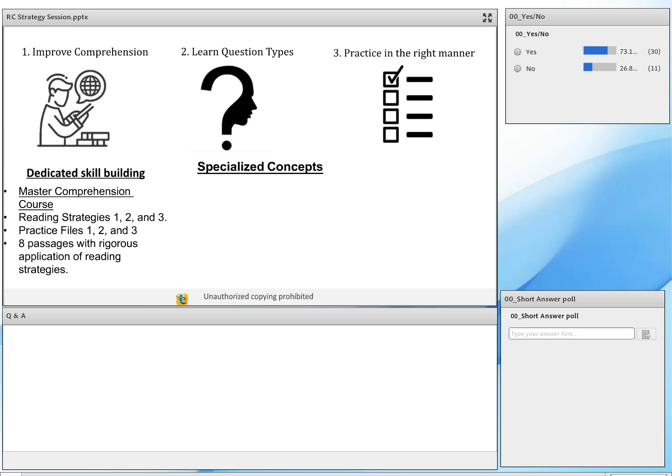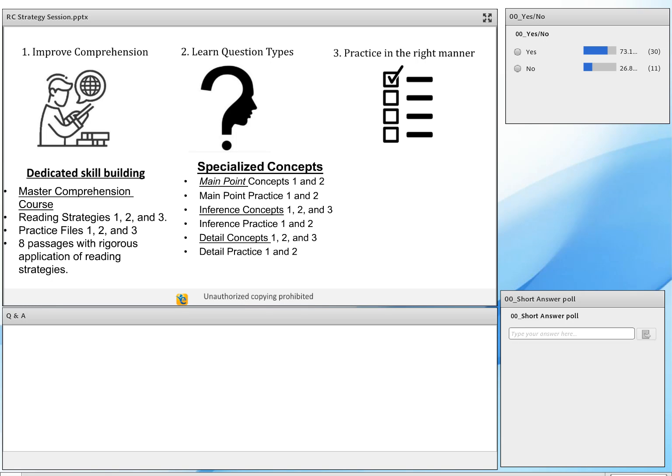Okay. Now, once you do that, then you go through the specialized concepts. For each question type, we have different modules. In each module, we first teach you that particular question type, and then we give you practice files on answering the questions, right? So main point module contains 2 concept files in which we talk about main point questions, and then 2 practice files in which we give you questions so that you can apply those learnings. Likewise, we have 3 concept files for inference questions, and then 2 practice files for inference, and so on and so forth for detail and structure. So essentially what we are doing is we are having you first build your foundation skills here.